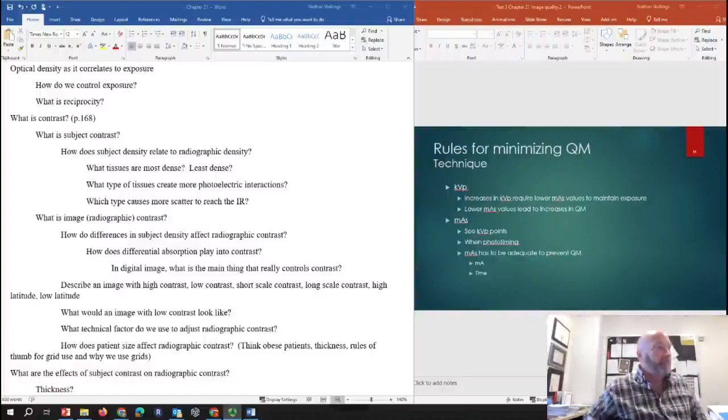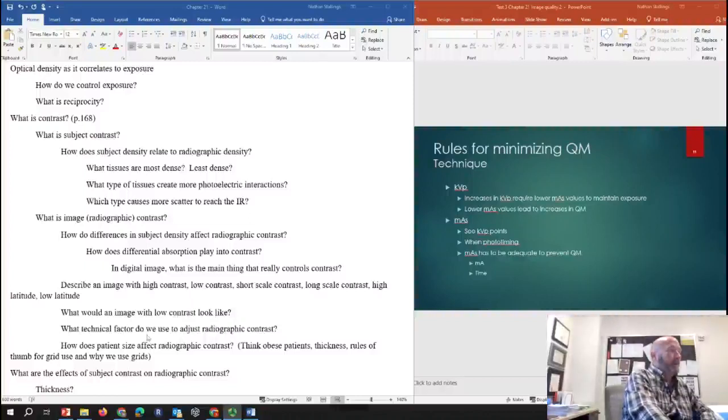So in the digital image, the thing that really controls your contrast, again, is your lookup table, your computer algorithm. So an image that has high contrast would be very black and white. Low contrast would be very gray. Short scale contrast, again, would be black and white, as opposed to long scale contrast, which would be very gray. High latitude would be very gray. Low latitude would be very black and white. So low latitude is high contrast, and high latitude is low contrast.